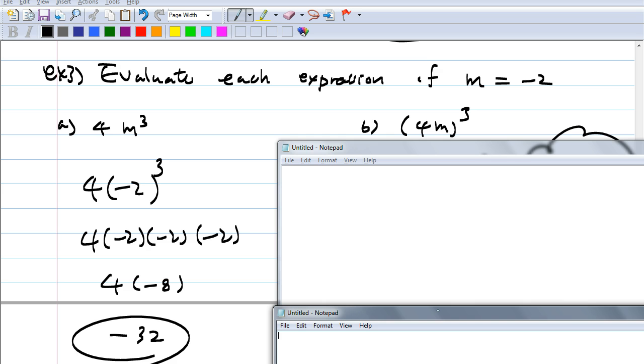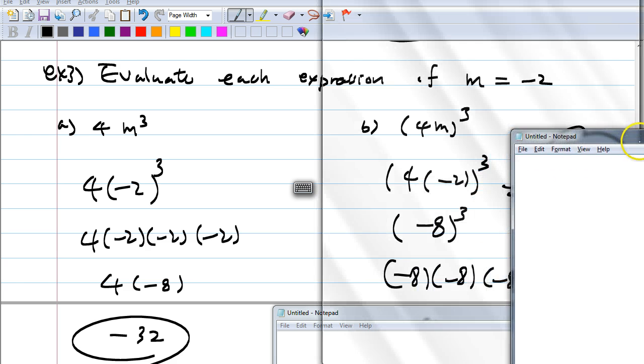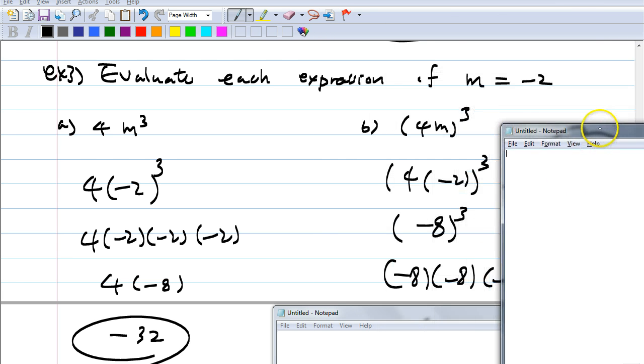I'm going to tell you the steps? Yeah, tell me the steps. What did you do next? For the first step, I got 4 times negative 2 in parentheses. And then in parentheses after that I got 3, to the exponent, to the third power. Okay, good. And then I got negative 8 to the third power.